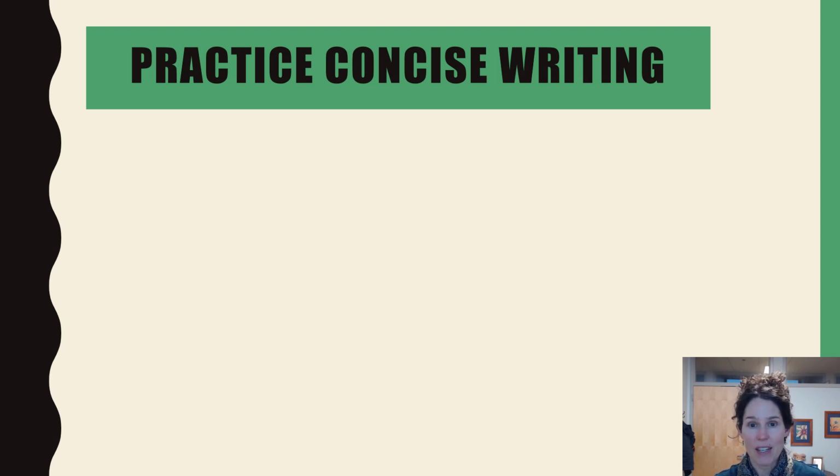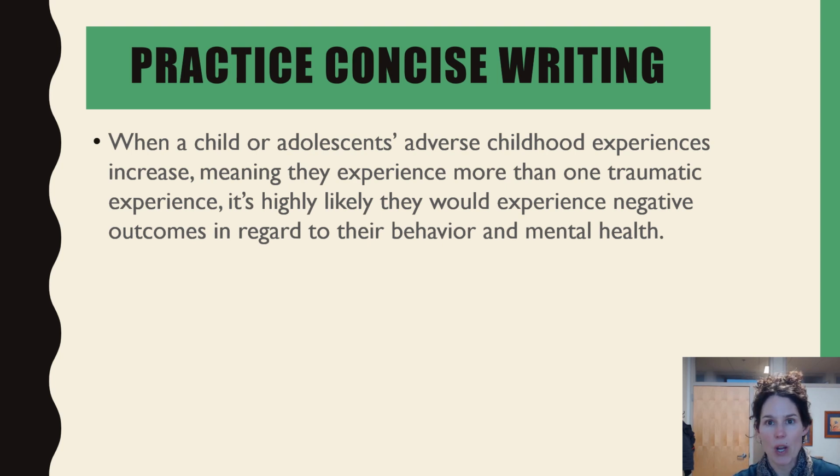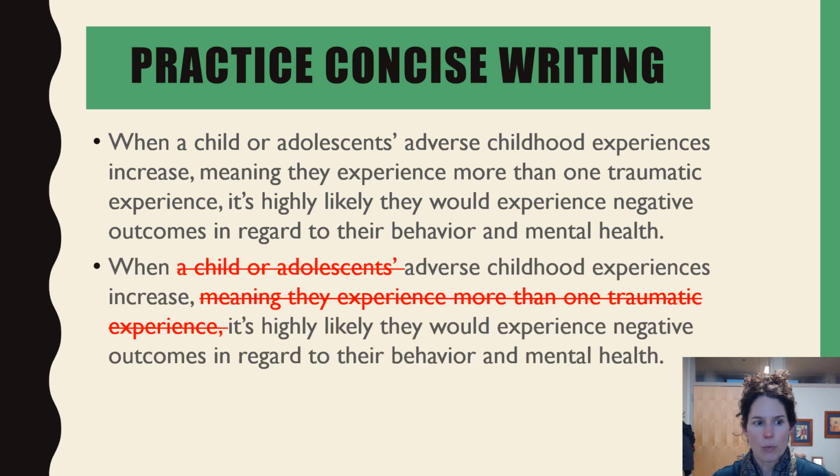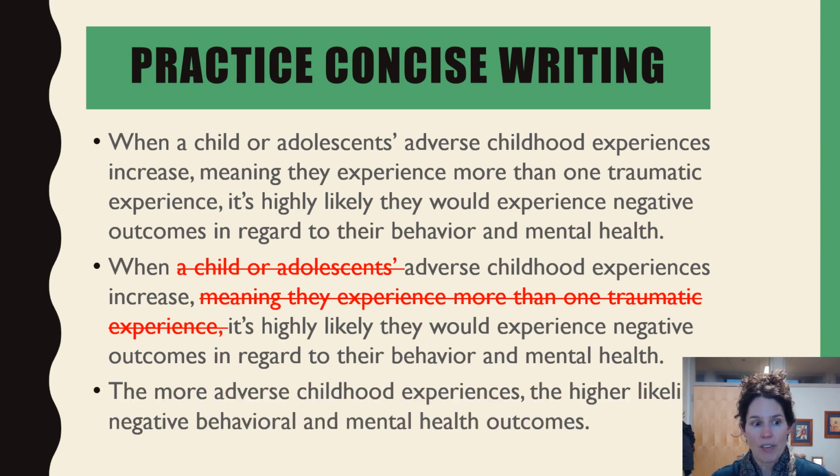All right, so let's get an example. This is drawn from a former group's problem statement. "When a child or adolescent's adverse childhood experiences increase, meaning they experience more than one traumatic experience, it's highly likely they would experience negative outcomes in regard to their mental and behavioral health." So just glancing at that, it looks like there are some words that we probably don't need, given what's come previously, although it could depend. We could really try to simplify things down to say, the more adverse childhood experiences, the higher likelihood of negative behavioral and mental health outcomes.